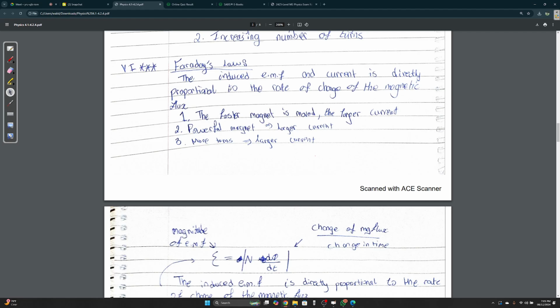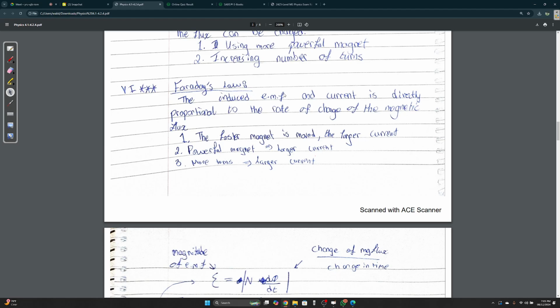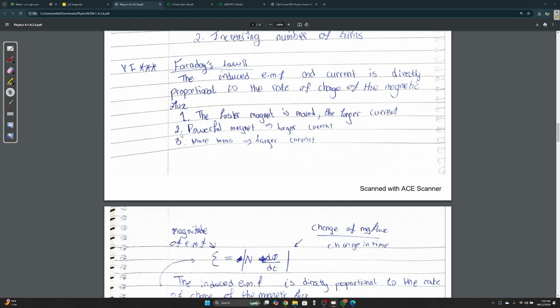Okay, basically a guy about 200 years ago was playing around with magnets. When he played around with a force and a magnet, he started to get a current and induced EMF. He found that the induced EMF and the current are directly proportional to the rate of change of the magnetic flux. So induced EMF is directly proportional to the flux. There's an equation for it. And he concluded 3 things.